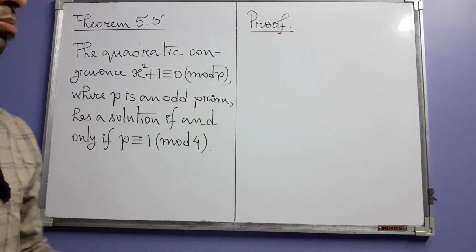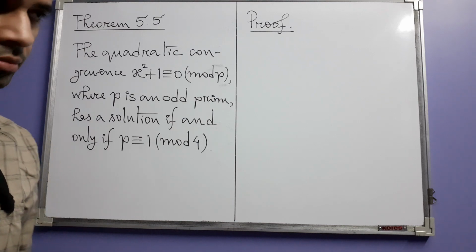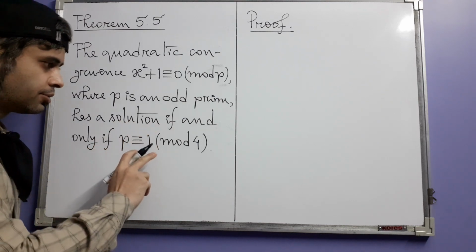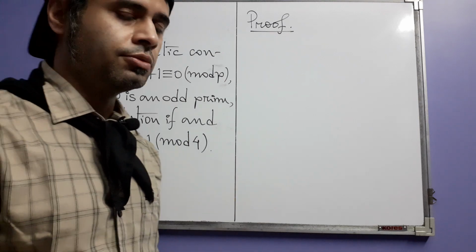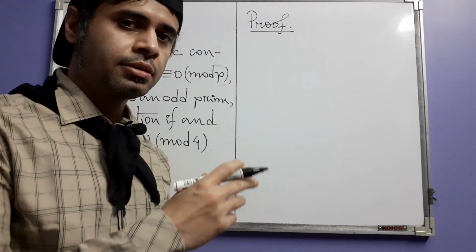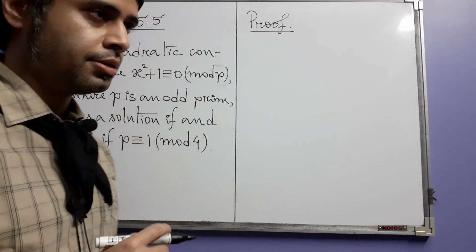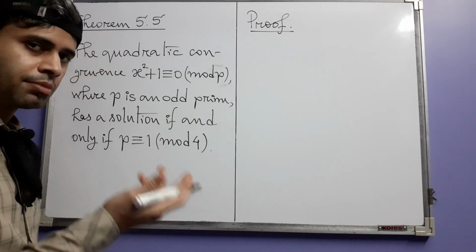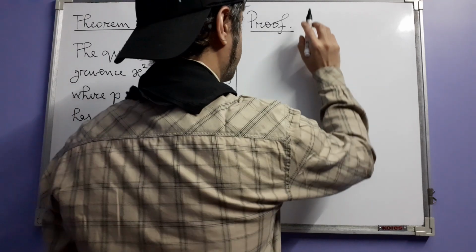So let us see the proof. Because it's an if and only if statement, there are two implications to prove. Let us first assume that the congruence has a solution. We then have to prove that p is of this form, and then we will prove the converse.